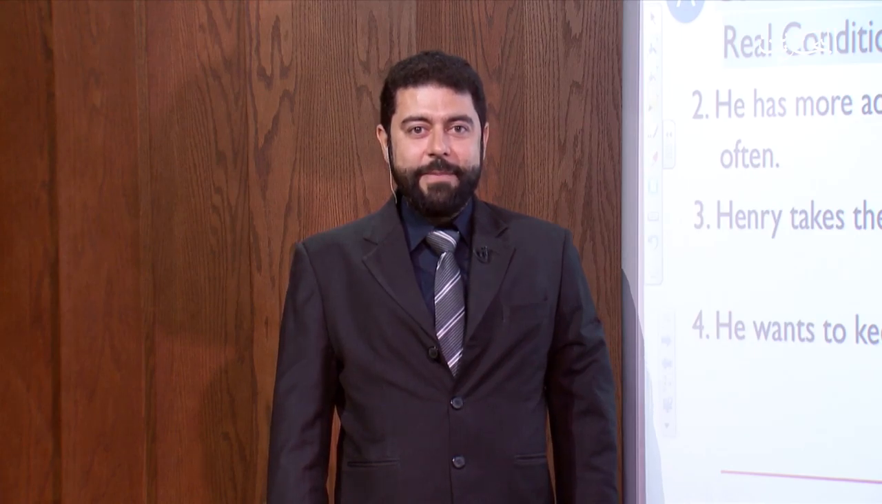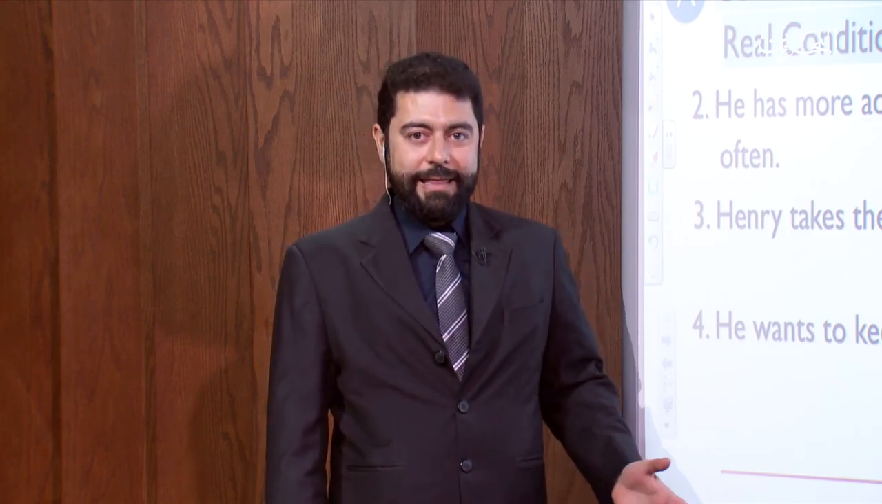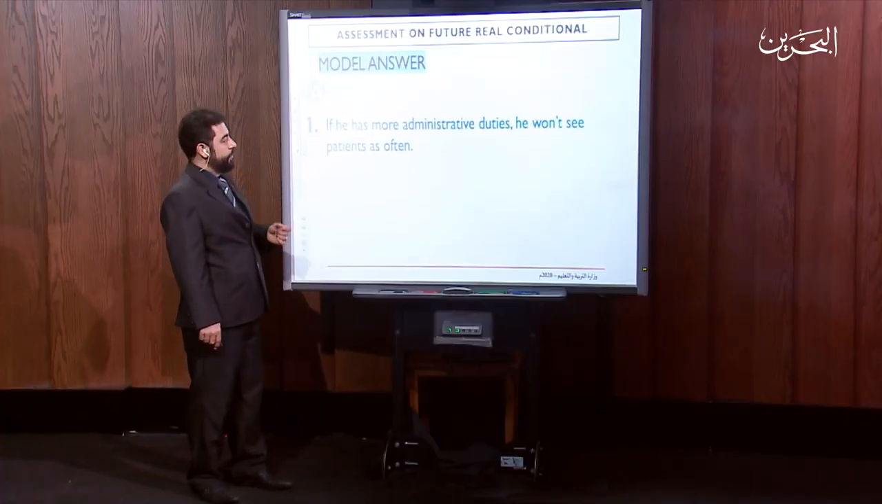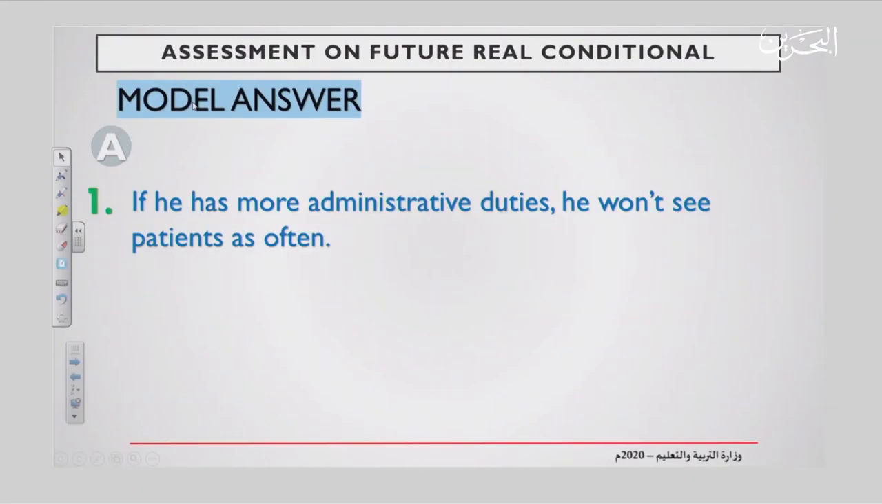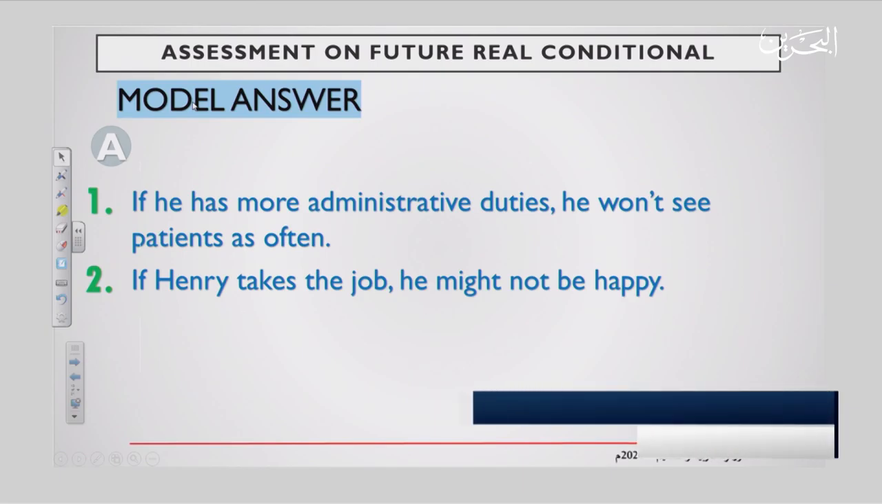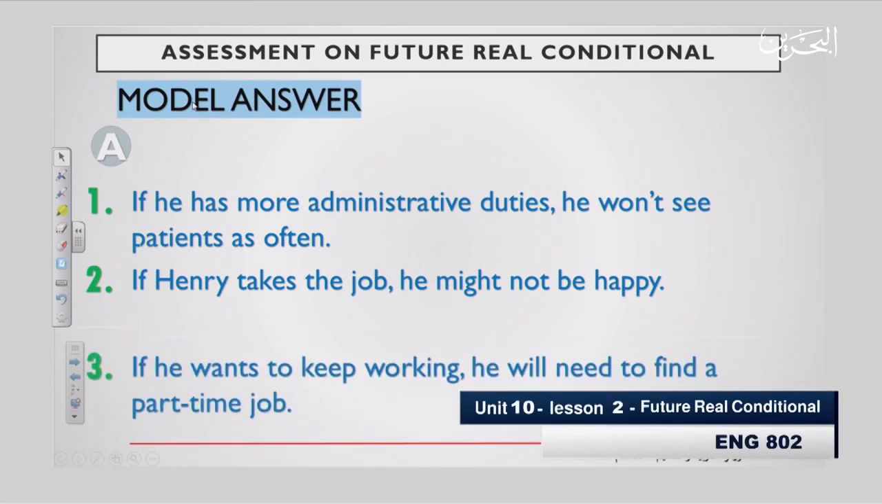Right, the 5 minutes are up. Now let's take a look at the answers. All right, we have a model answer for A. Number one, if he has more administrative duties, comma, he won't see patients as often. Two, if Henry takes the job, comma, he might not be happy. Three, if he wants to keep working, comma, he will need to find a part-time job, full stop.